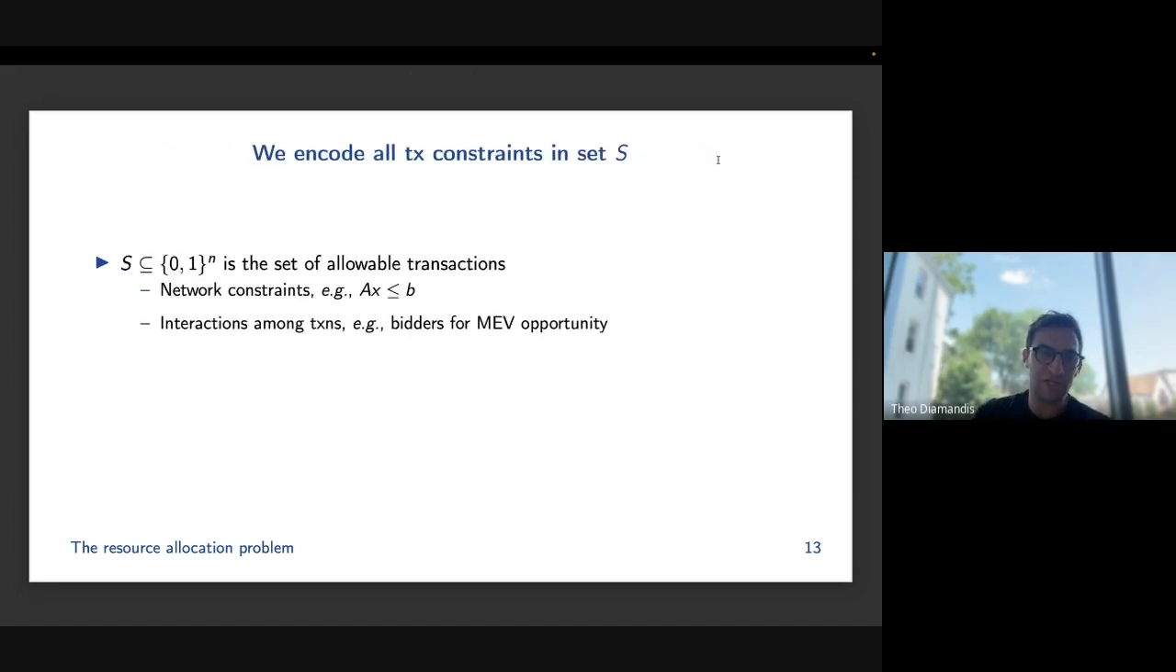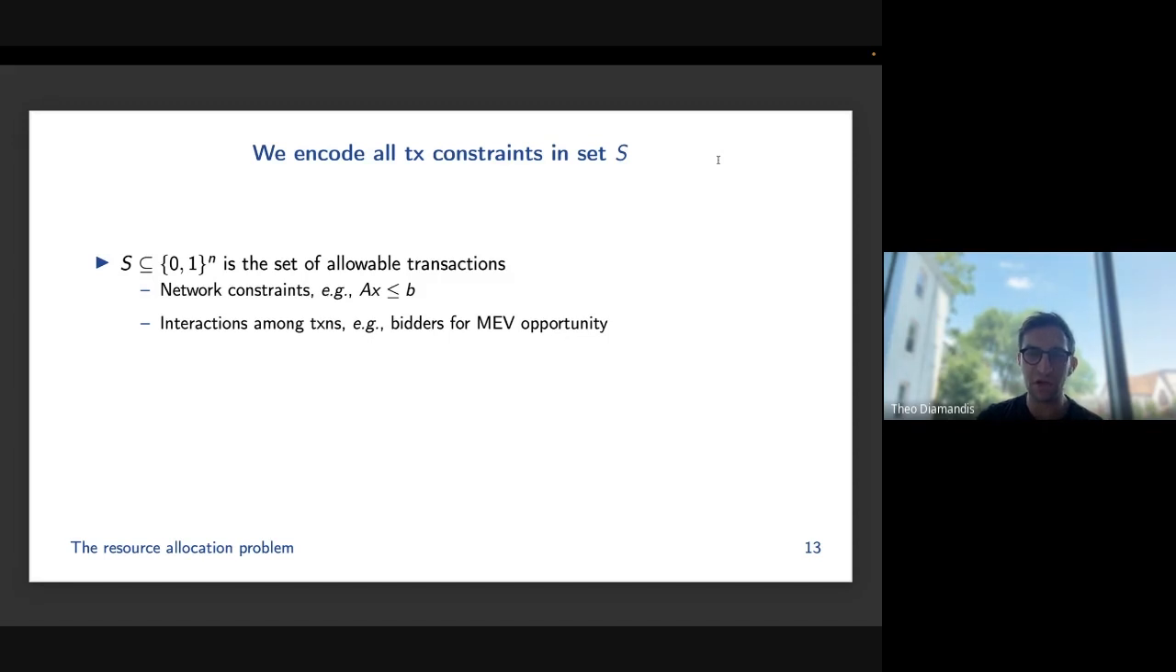The next ingredient that we need is some way to talk about what transactions are allowable. And so I'm going to denote the set of allowable transactions by S. This is going to be a subset of {0, 1}^n, because it's going to be a set of binary vectors. Recall that our variable x is the transactions that are included in the block, and so this has to be in S. This set is going to include things like network constraints. So it'll include things like Ax, the resource consumption, is less than or equal to b.